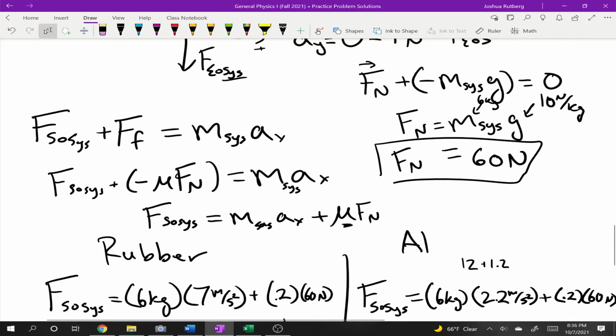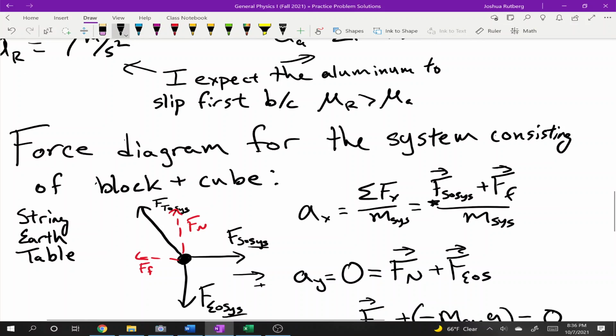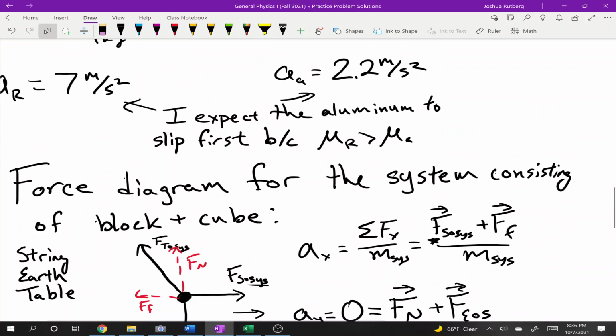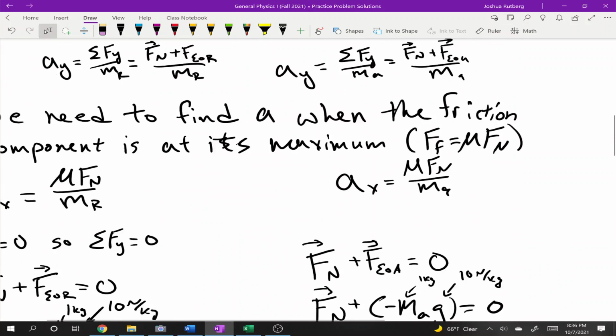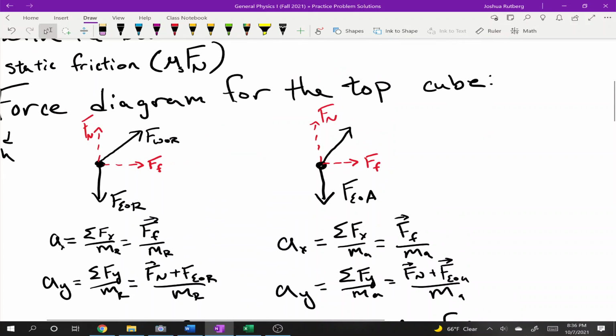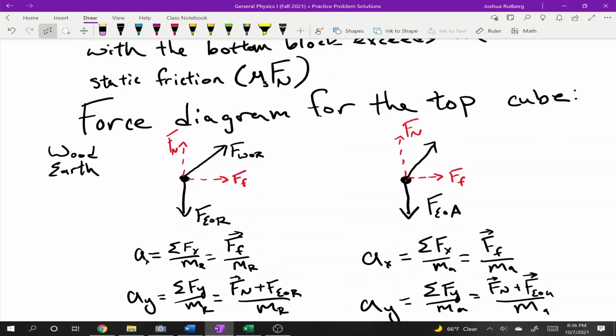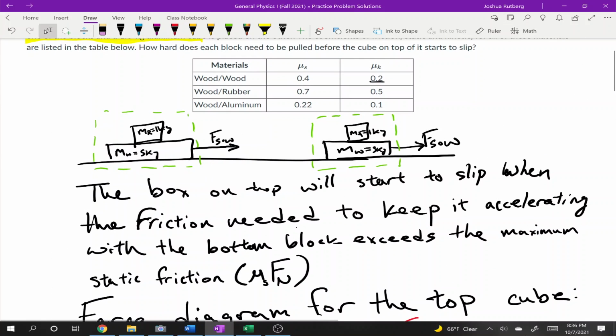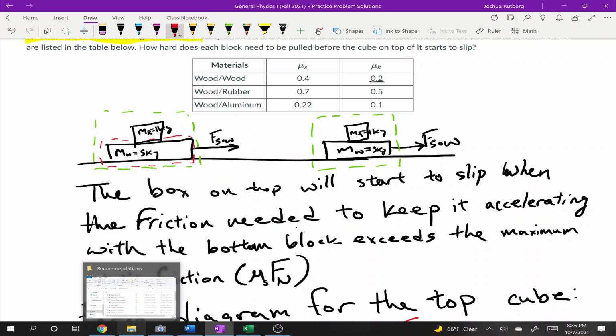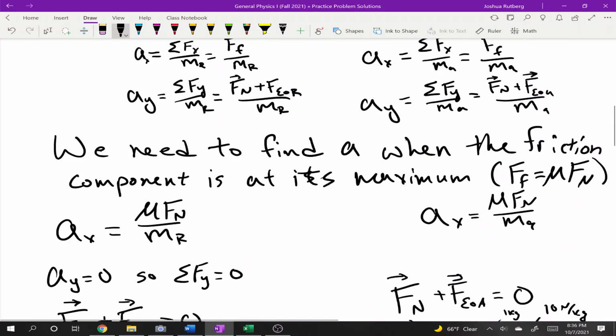Keep in mind the systems that I've used so far. I've done a system consisting of the block and the cube, and I've looked at a system consisting of just the cube itself. In order to check my work, what if I look at a system of just the block? I should be able to get that same answer using that system that I haven't used yet. So let's do that.